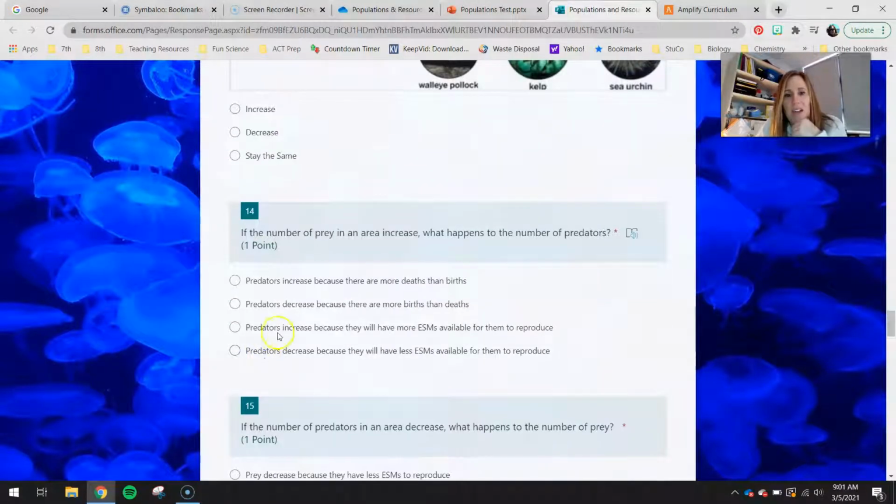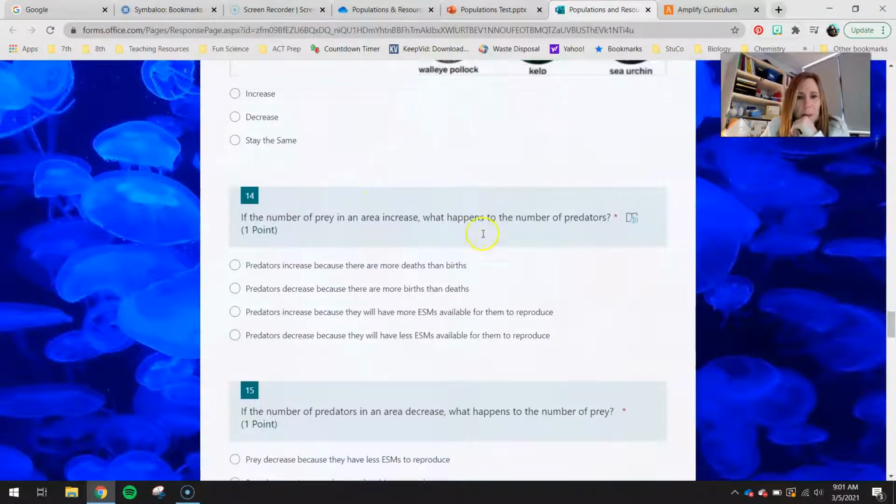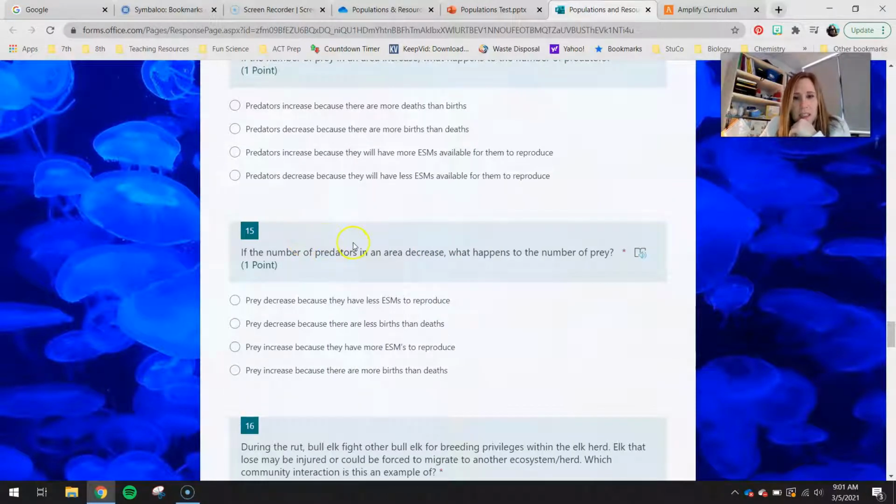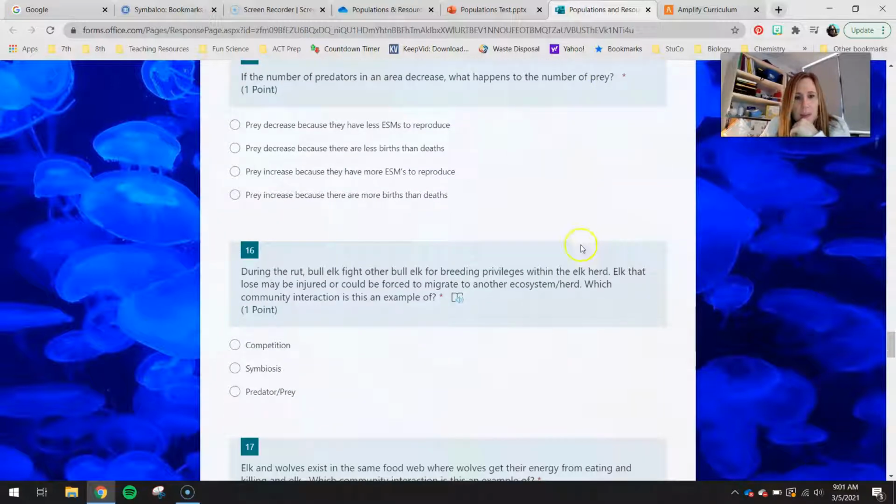If the number of prey in an area increased, what happens to the number of predators? So this is looking at that predator-prey cycling that we've been talking about. If the number of predators in an area decrease, what happens to the number of prey?